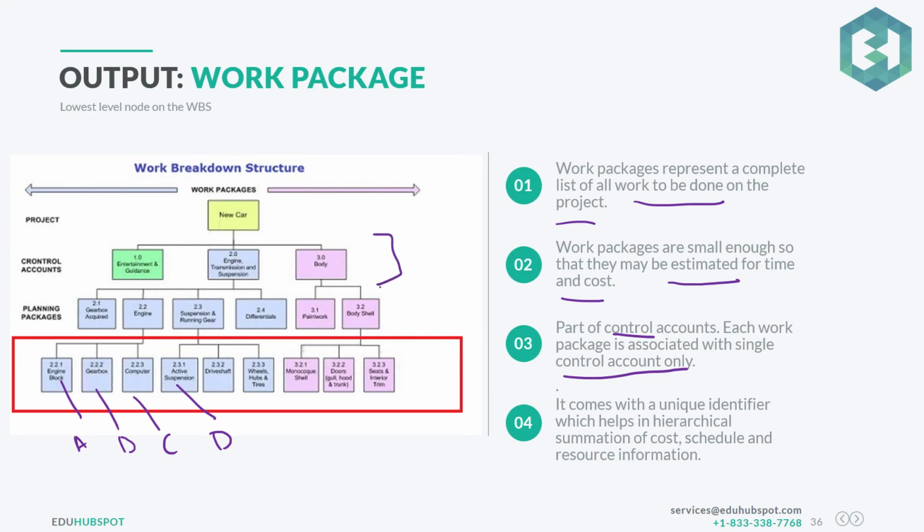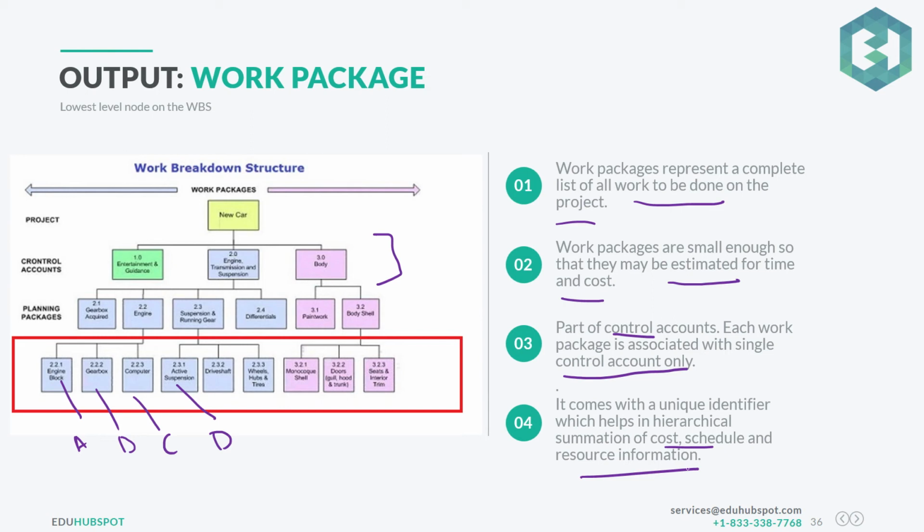So if you see this, the topmost line is our control account. So what is a control account? It comes with a unique identifier which helps in hierarchical summation of cost, schedule, and resource information. So I would say that, okay, my team lead, Robin, she is the one who is responsible for control account A. So now whatever work packages are there in that particular control account, I would reach out to Robin to make sure that she knows what we are doing, and she will tell me that, and she probably might reach out to the team and work with them to make sure that this is on track.